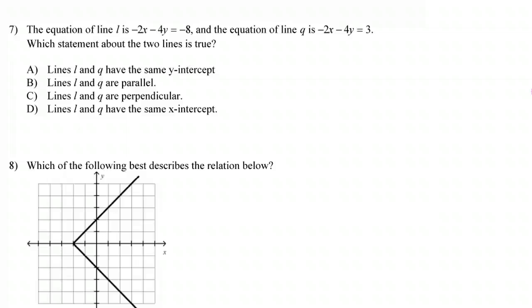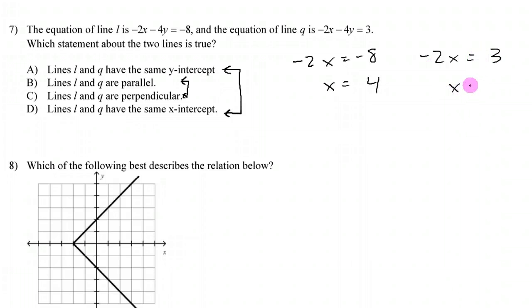Number 7, what we have here is, if you recall, we want to first check the intercepts, because those are easy. All we do is plug in and cover up and see what we get. Then we'll put in slope-intercept form and see if they're parallel or perpendicular. So checking the intercepts first, if I plug in a 0 for y, then I'm going to end up with negative 2x is equal to negative 8, and that's x is equal to 4. Then I do the same thing here, plug in 0 for y, I'm going to get negative 2x is equal to 3, and if I divide that, I get x is equal to negative 3 over 2, which is not correct. So they don't have the same x-intercept.